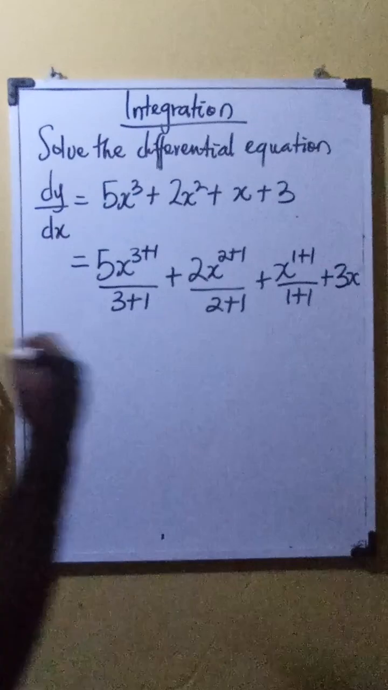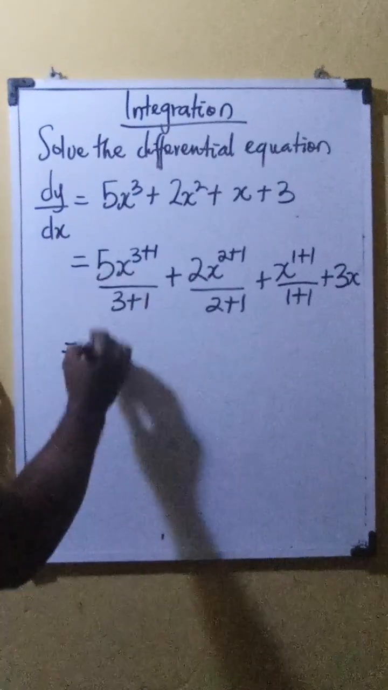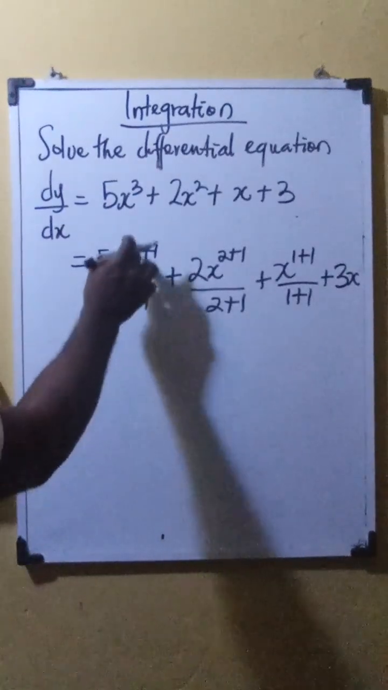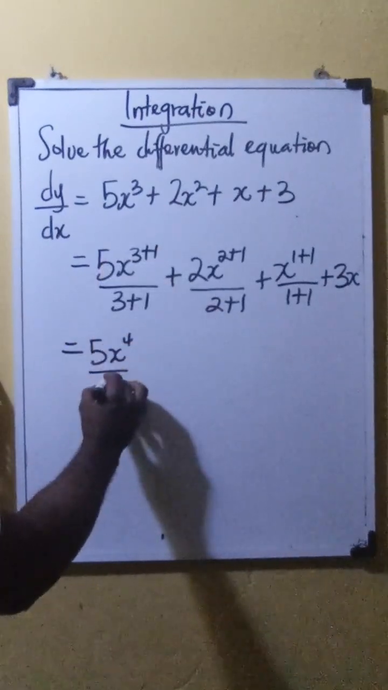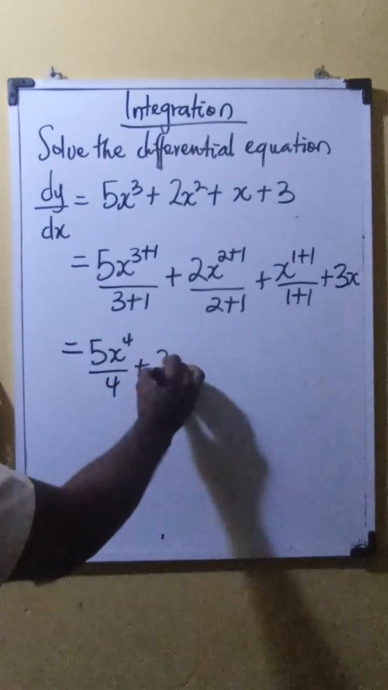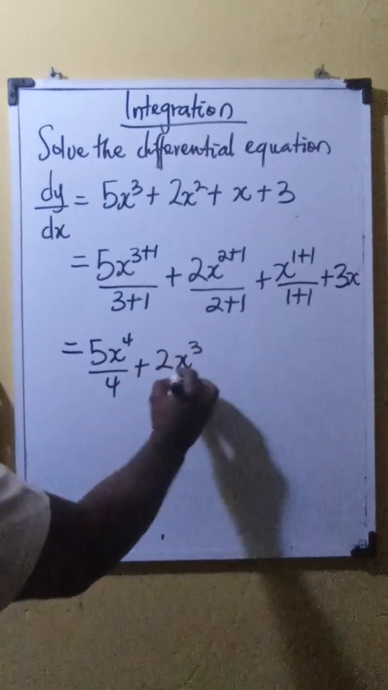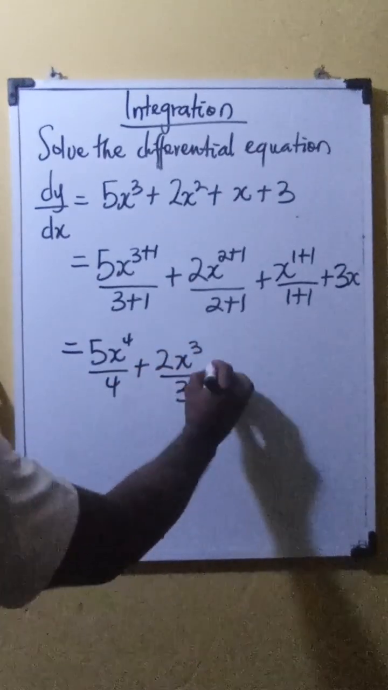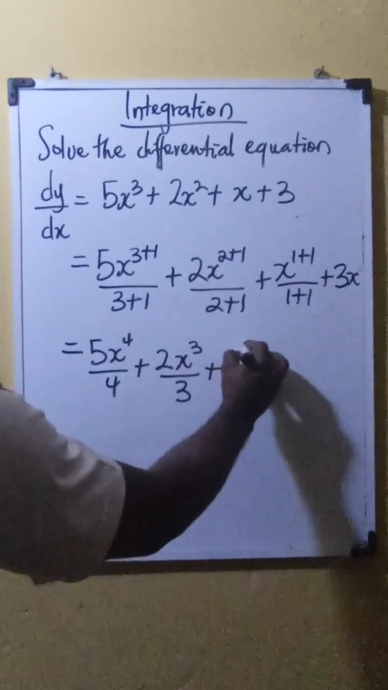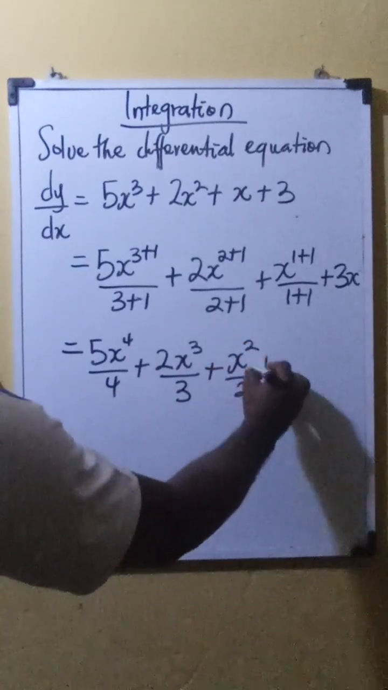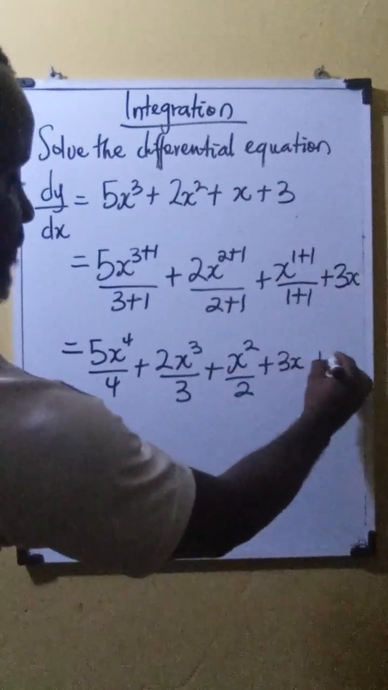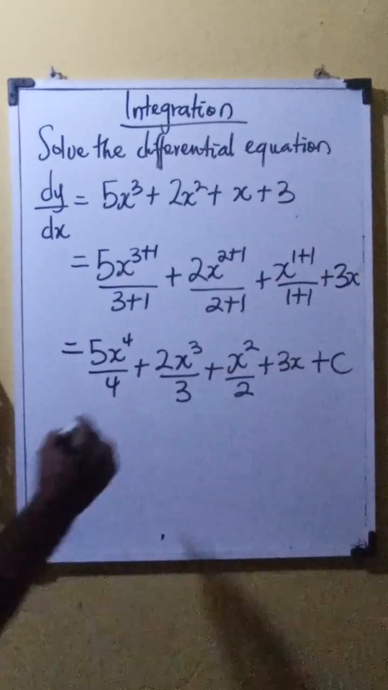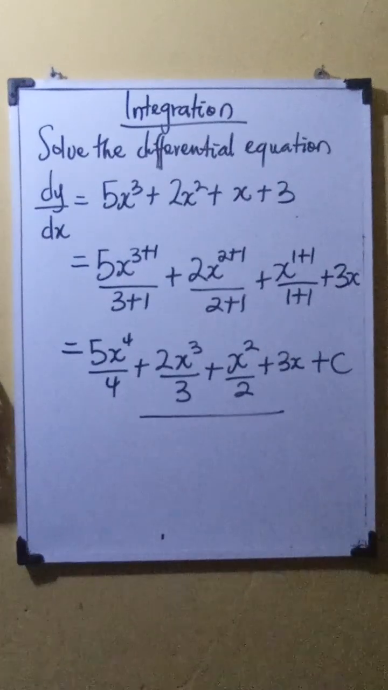So we go ahead. We have the 5, this is x raised to the power of 4 divided by 4, plus 2x raised to the power of 3 divided by 3, plus x raised to the power of 2 divided by 2, plus 3x. Then you add the c. This is now supposed to be your final answer.